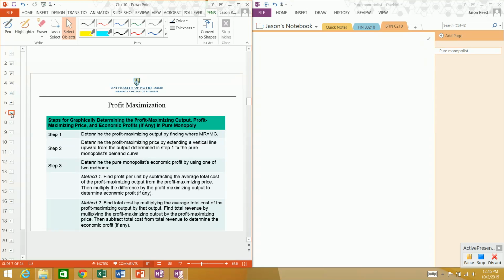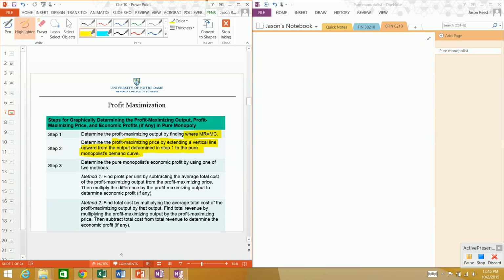So with profit maximization, how do we effectively go through this step by step? Again, the steps are fairly outlined here and I think are really important. Step 1 tells us that in order to determine the profit maximizing output, we need to find where marginal revenue is equal to marginal cost. That's extremely important for us. Step 2 is going to look at how we price because of this. So in order to determine the profit maximizing price, what we do is create a vertical line upward from the output determined in step 1 to the pure monopolist demand curve.